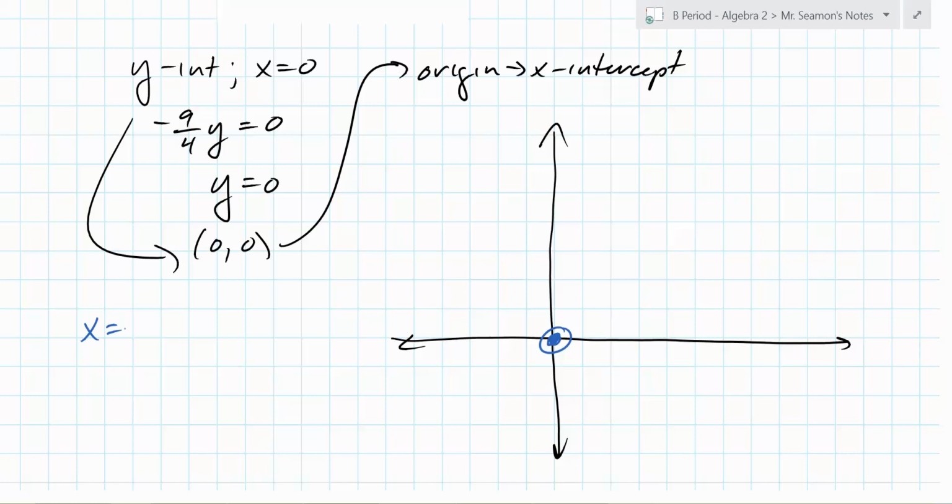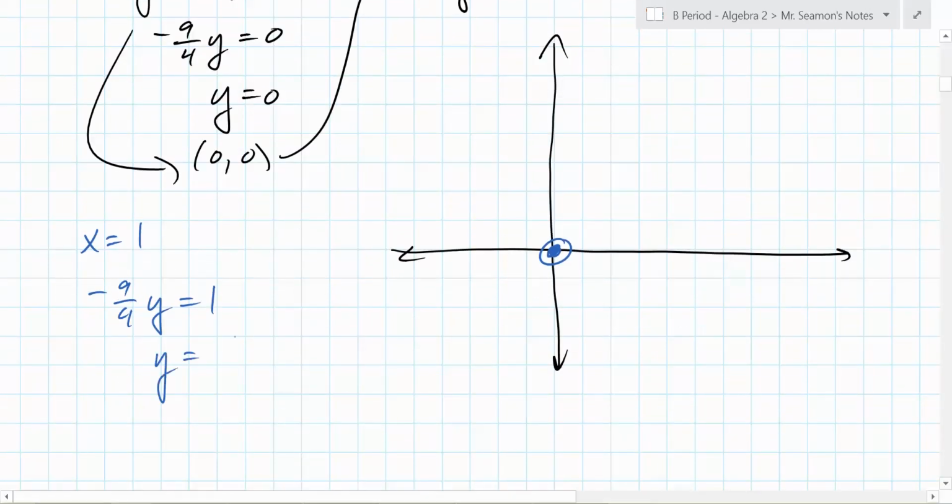But pick something small. Like, what did you say? 1, if you wanted to. So if X is equal to 1, that means that negative 9 over 4 y is equal to 1. So what does y equal? No. It is not. 1 over negative 9 fourths, which is also known as, simplified for me.